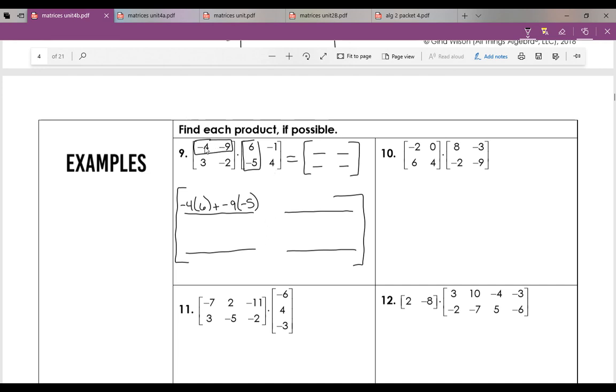I stick with 1 row. I do my 1 row with every column. So I'm going to take those two numbers and I'm going to pair it with these two numbers. So that would be -4 times -1, plus -9 times 4. We'll get all those numbers in just a minute.